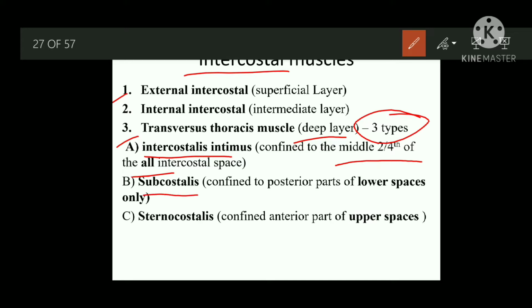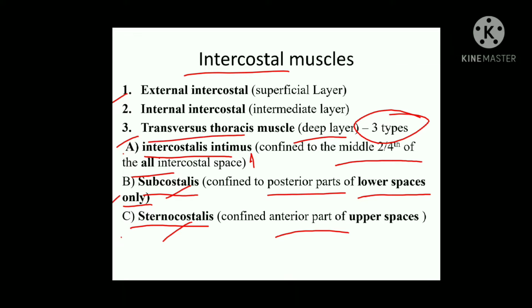One is a subcostalis muscle that lies in the posterior part of the lower spaces only, and sternocostalis that is confined to the anterior part of the upper spaces only. So sternocostalis lies in the anterior part of upper spaces only, subcostalis lies in the posterior part of lower spaces only, and intercostalis intimus is confined to the middle two-fourths of all intercostal spaces. These 3 muscles are the parts of transverse thoracic muscle.